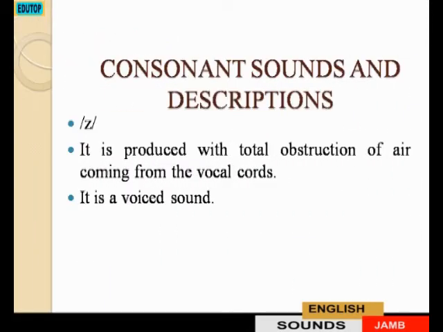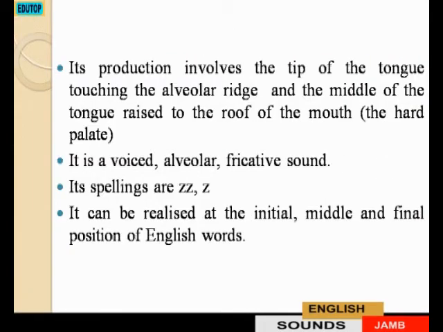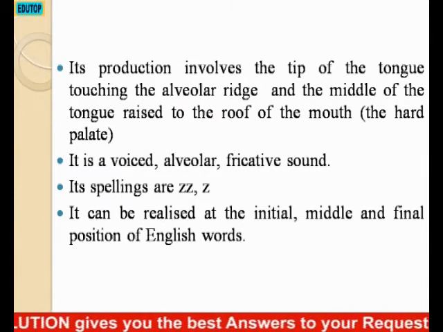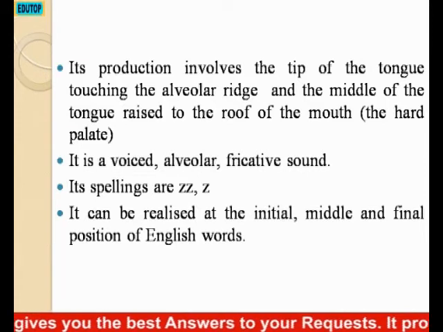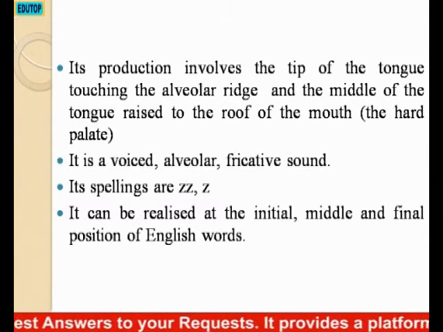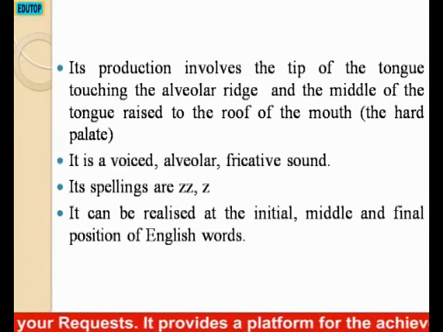The pair sound with s is z. It is produced with total obstruction of air that is coming from the vocal cord. It is a voiced sound. It is produced the same way s is produced. I mean, raising the tip of the tongue to the alveolar ridge and the middle of the tongue touching the roof of the mouth. It is a voiced alveolar fricative sound, and its spellings include double Z and Z. It can be realized at the initial, middle, and final positions of English words.